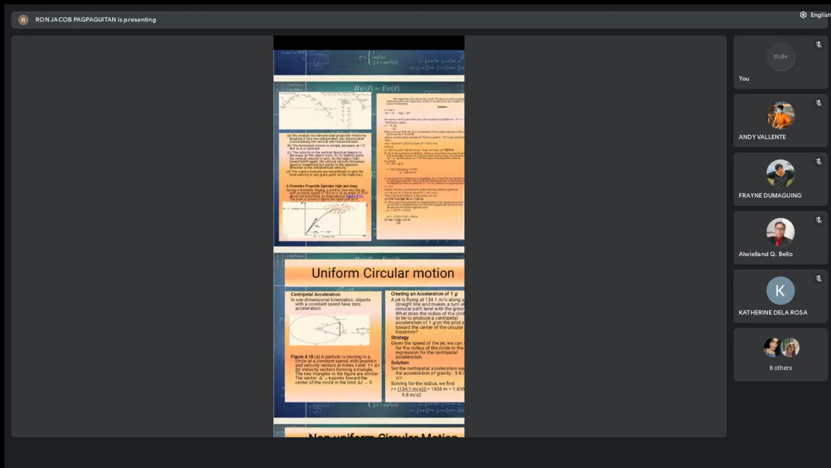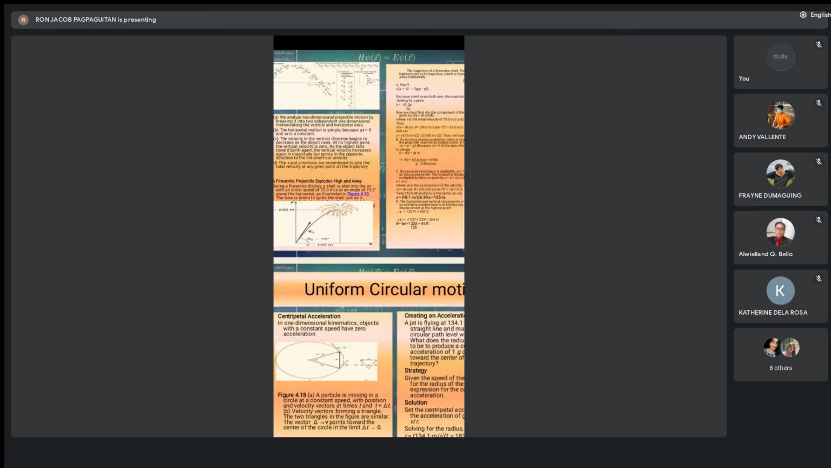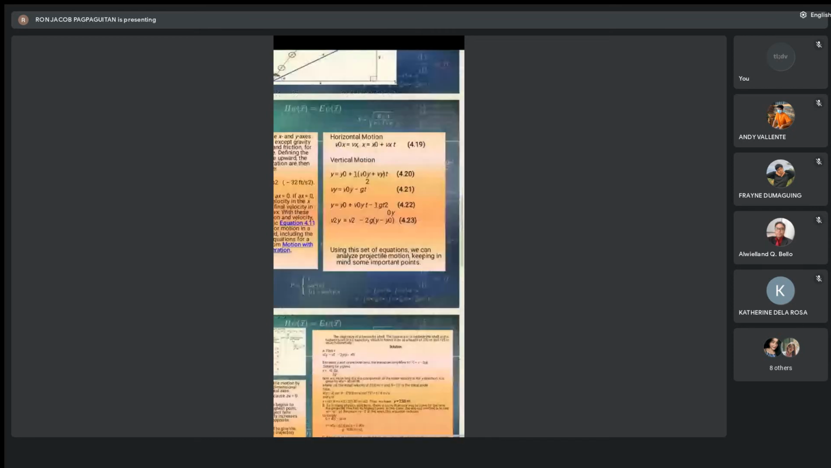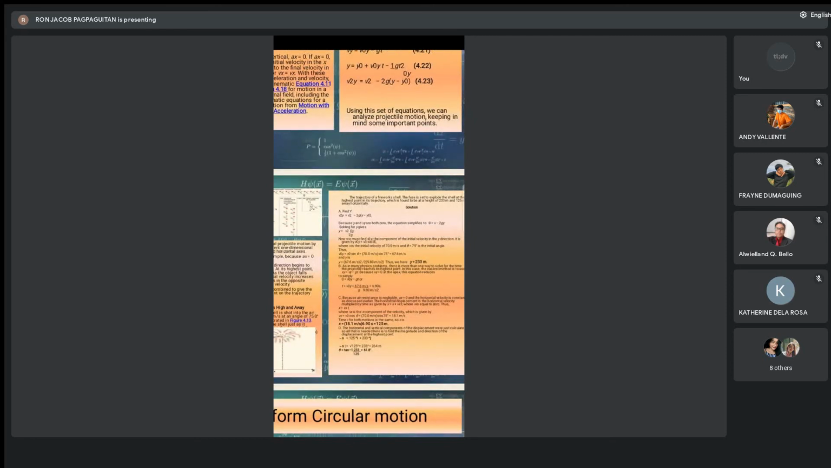Dili kay siya maklaro. Ang H, ang height, 233 meters. Ang atong angle, 75 degrees. Then ang atong X equals 125 meters. By height, we use the equation 4.23. Katong gingon ganiha kani. Maklaro? Maklaro ninyo ang equation? Maklaro. 4.23 muna siya ang gamiton for this problem.